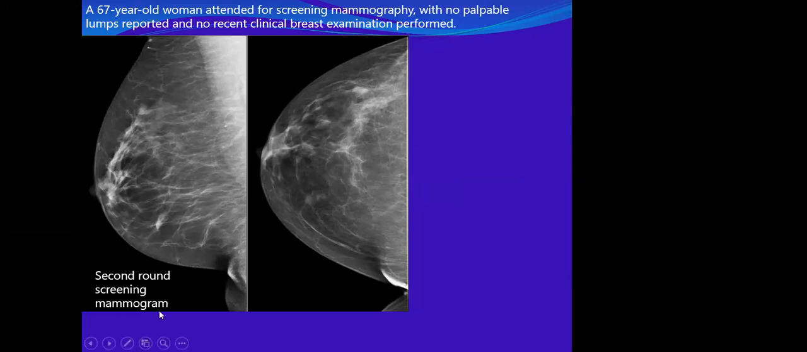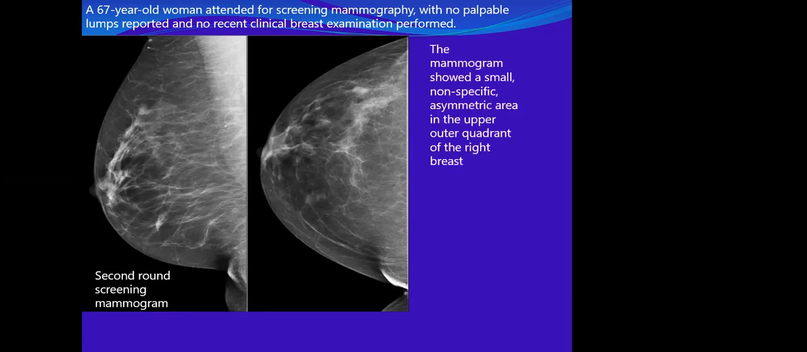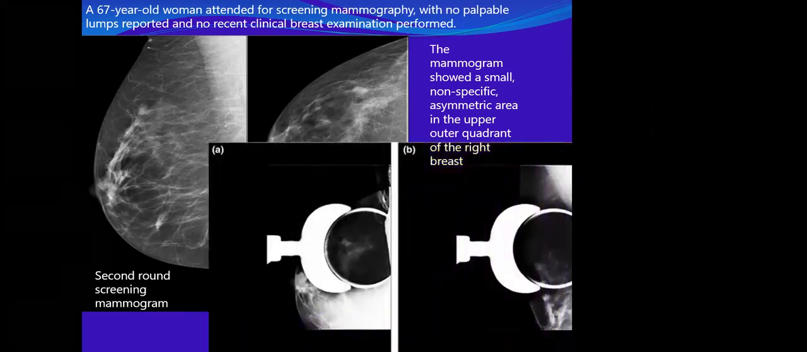I mentioned for you this is a second round screening mammography. So you have to do another view like a true lateral. You don't like to see the previous? Yes. You have a small non-specific area of asymmetric findings in the upper outer quadrant of the right breast. So this is a spot compression view, done for you.